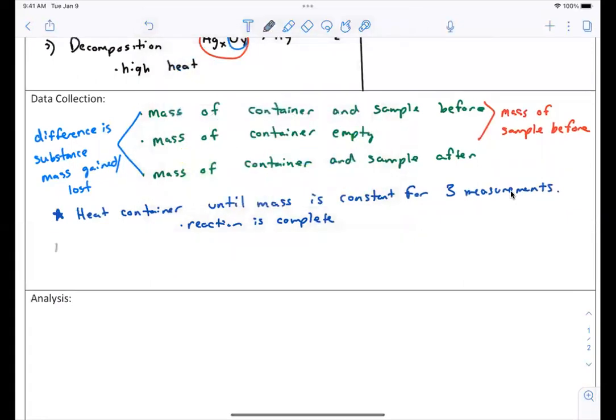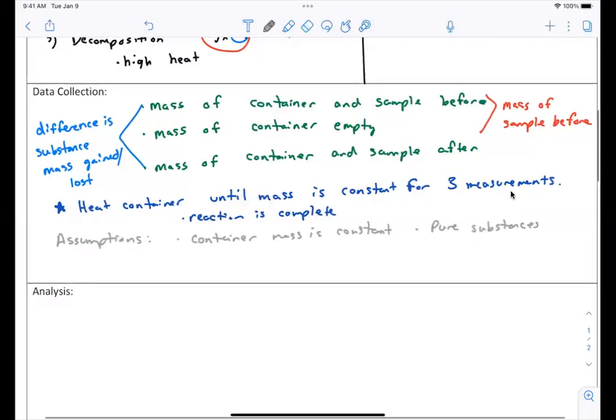Okay. We do make some assumptions here. A couple of things that we're assuming: the container mass is constant, meaning that for some reason the container isn't gaining or losing mass because it's reacting with the heat or anything like that. Two, we're assuming there's no contamination. So these are all pure substances, whether they're compounds or elements, they're all pure. We're assuming that nothing else reacted in this.